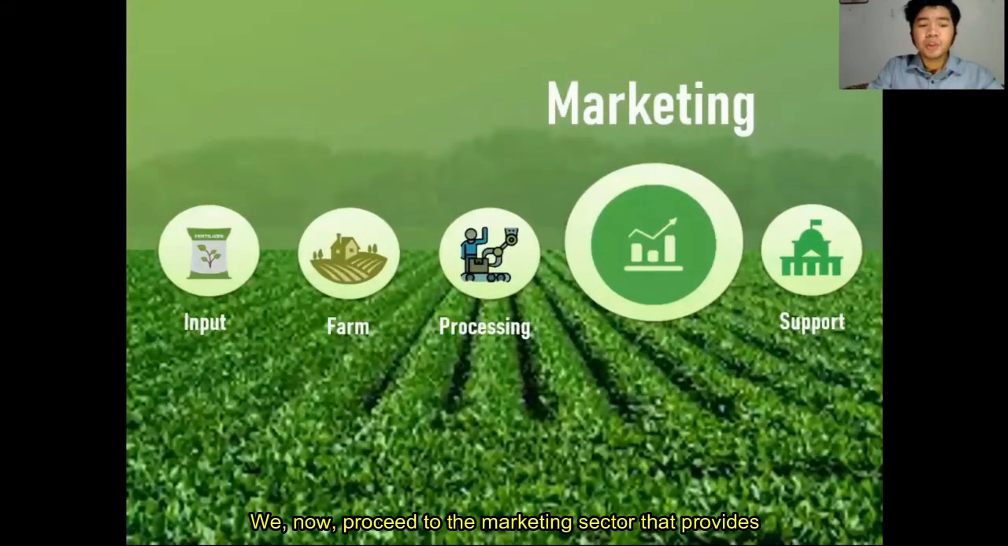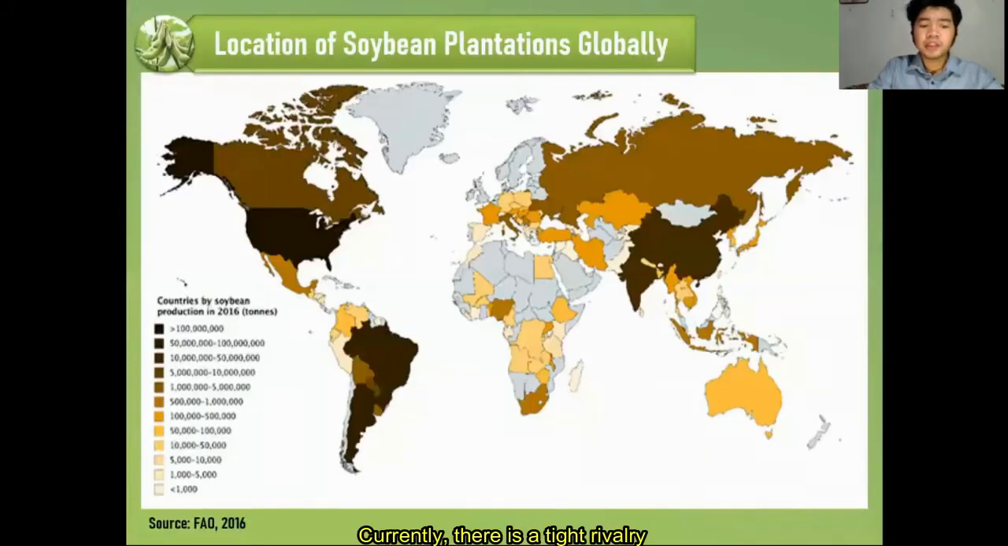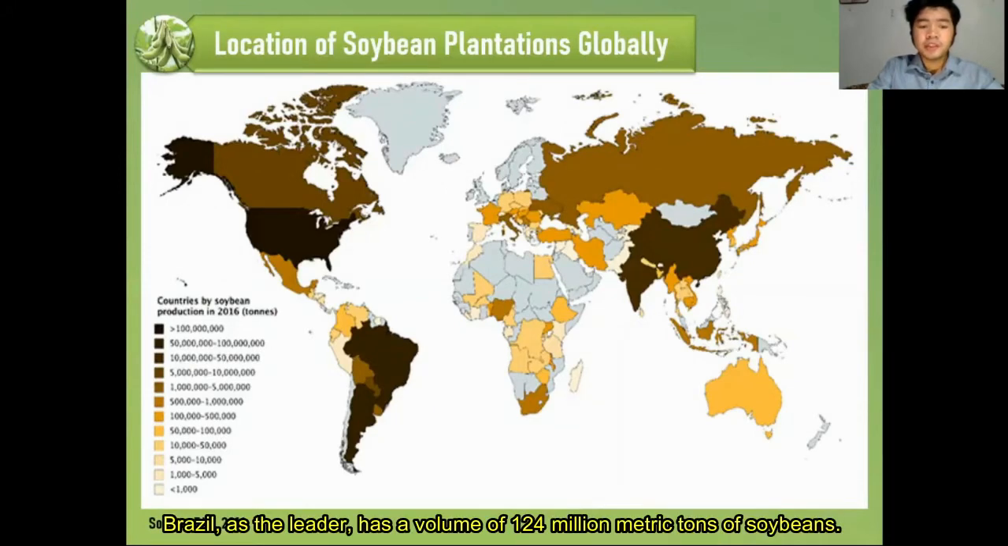We now proceed to the marketing sector, which provides the economic overview of the commodity. Currently, there is a tight rivalry between Brazil and the USA in terms of production. Brazil, as the leader, has a volume of 124 million metric tons of soybeans.